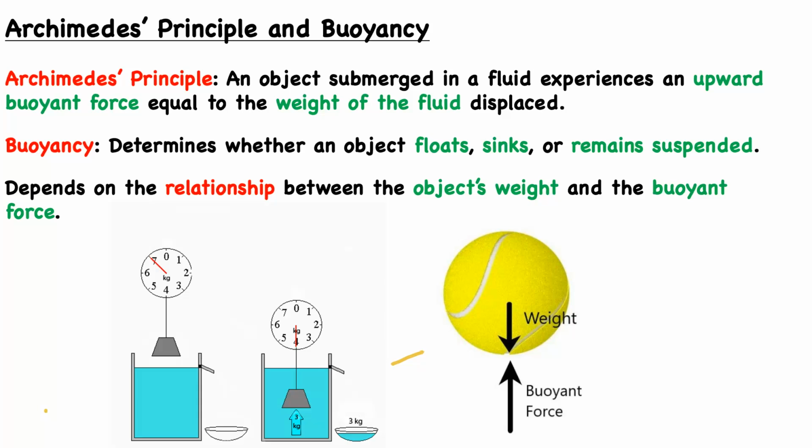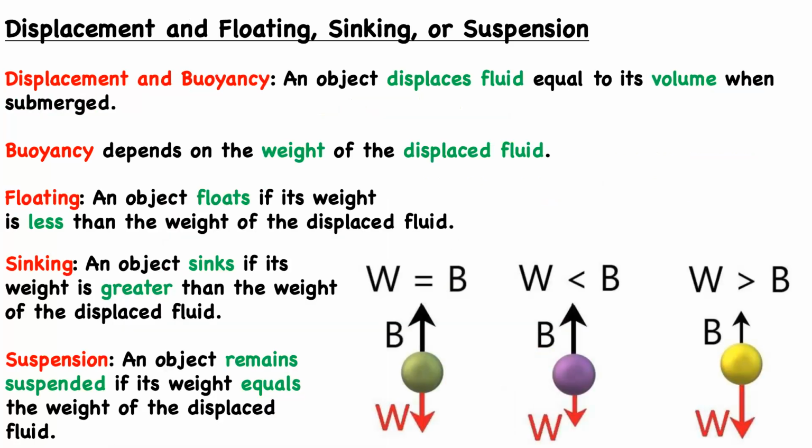So again, it's the buoyancy that determines whether an object floats, sinks, or remains suspended. We'll talk more about this shortly, but it depends on the combination between the weight and the buoyant force. And you can see in this example, the buoyant force is larger than the weight. So we will have this object float. Only a small portion will actually be submerged. So let's talk about all of this in a little bit more detail.